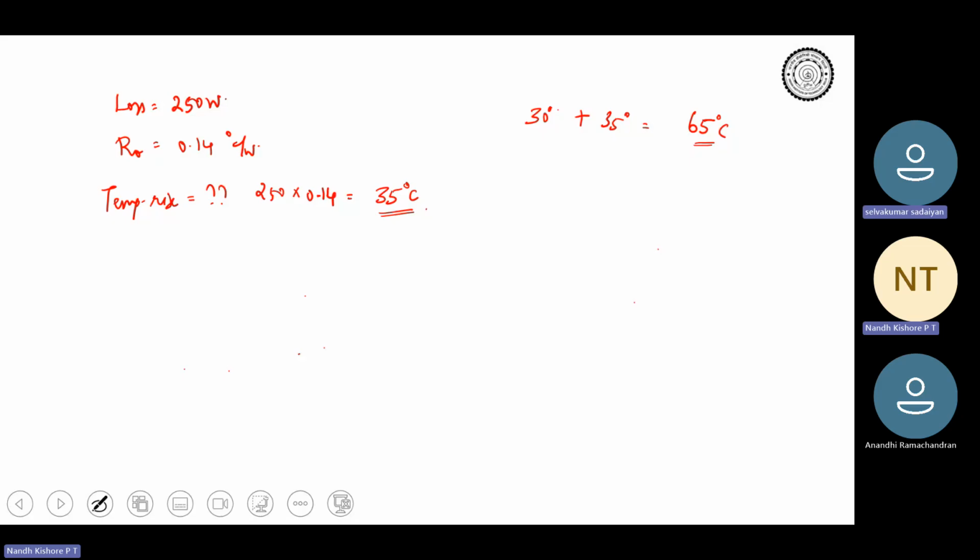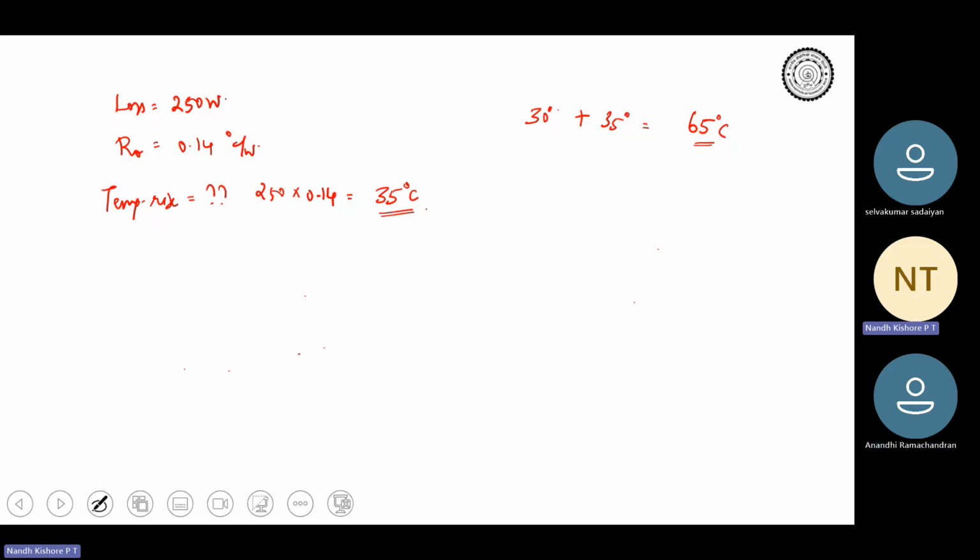It could be because of the environment. Environmental effect will be there. Yeah, this 30 you have added as ambient, correct? But understand that ambient conditions will not always be the same. Ambient temperature will not always be the same.